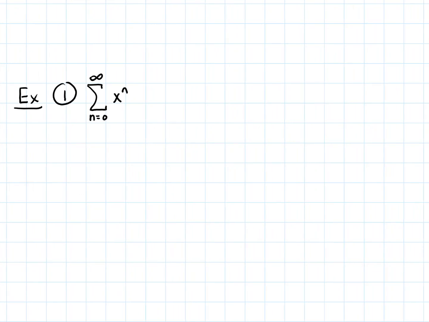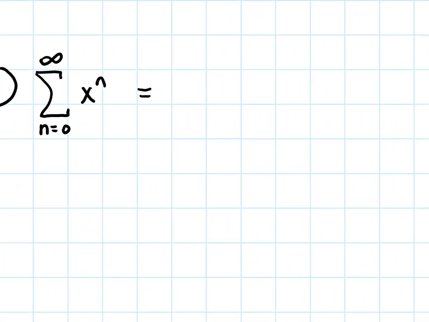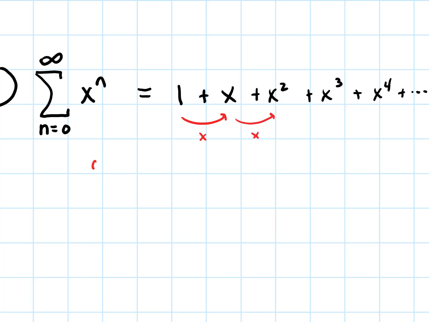So here is our very first simple example of a power series, just x to the n from n equals 0 to infinity. So what does that look like when we expand it out? Well, that would be 1 plus x plus x squared plus x cubed plus x to the fourth plus, and on it goes. So this is an infinite polynomial. But notice that there's a common ratio here of x each time; we're going up by a power of x. So this is a geometric series where the common ratio is equal to x.